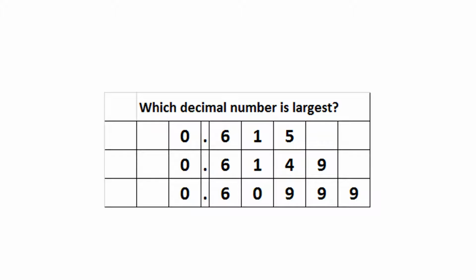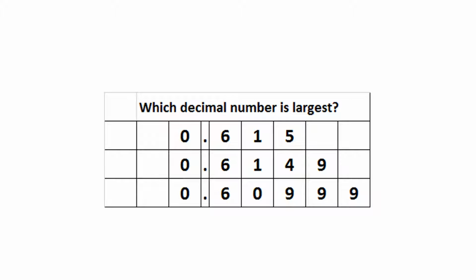Which decimal number is largest? We start from left to right, so we have zeros for all of them. Dot, each of them has a 6, 6, 6. They're all the same. One, one, zero. That number, the third number, is thrown out. It doesn't matter what those other digits are.